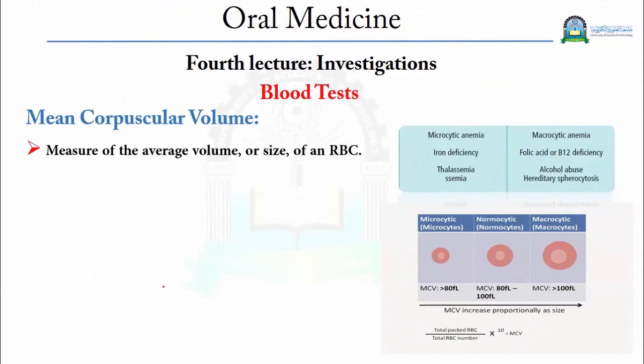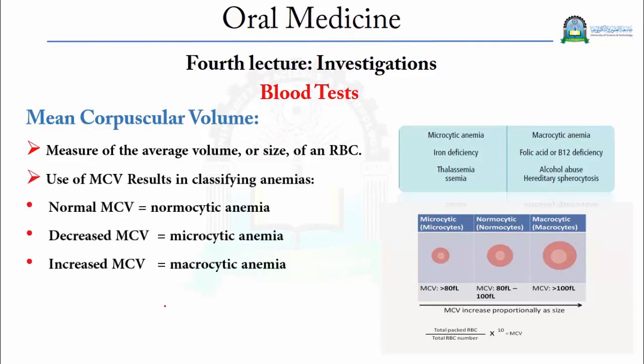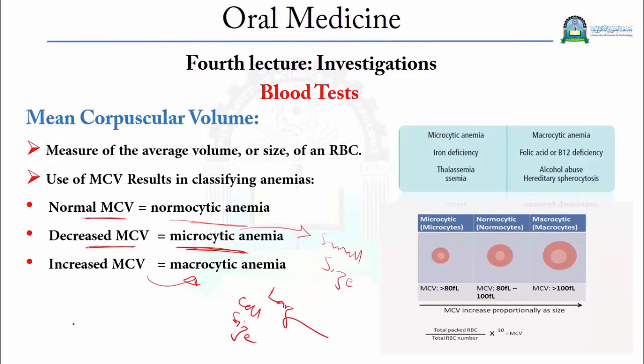MCV is the measure of the average volume of the RBCs and their size. MCV results are used in classifying anemia. Normal MCV indicates normocytic anemia. Decreased MCV indicates microcytic anemia, which means small cell size. And increased MCV indicates macrocytic anemia, so there is a large cell size of the RBCs.